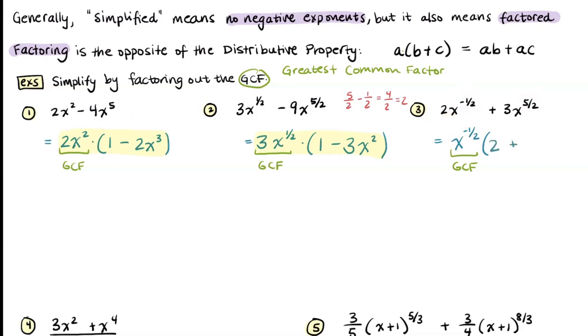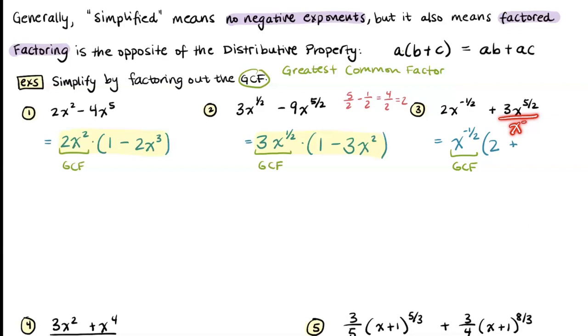Dividing out an x to the negative 1/2 in the second part will leave us with, oh, still happening. It's really struggling with this red highlighter here.